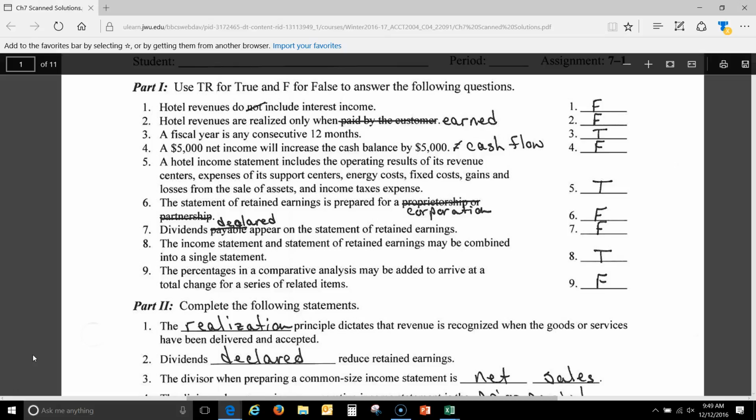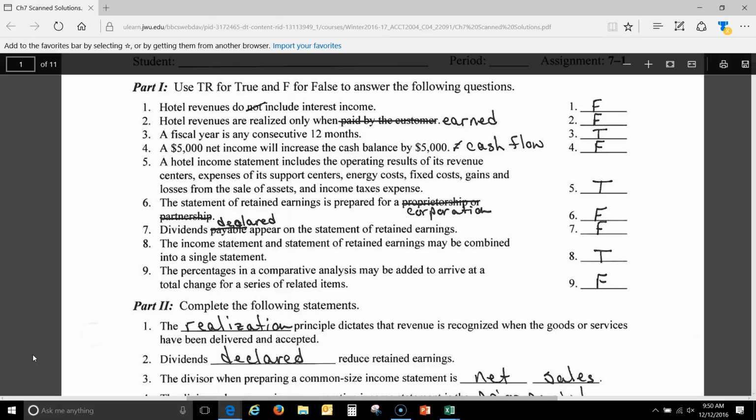Investing is cash flows where we are purchasing and selling fixed assets, okay? And financing is all the cash flows back and forth to the bank, back and forth to the shareholders, okay? All right, let's see.